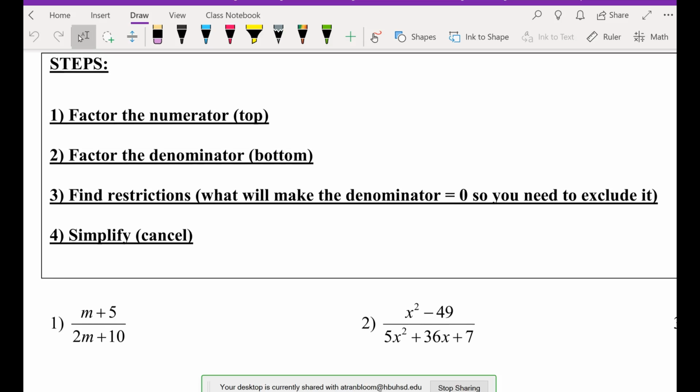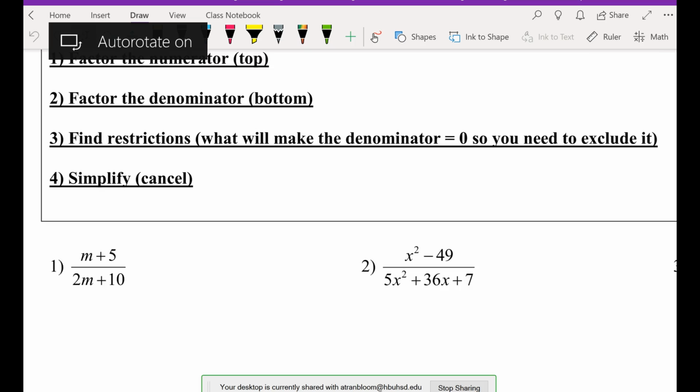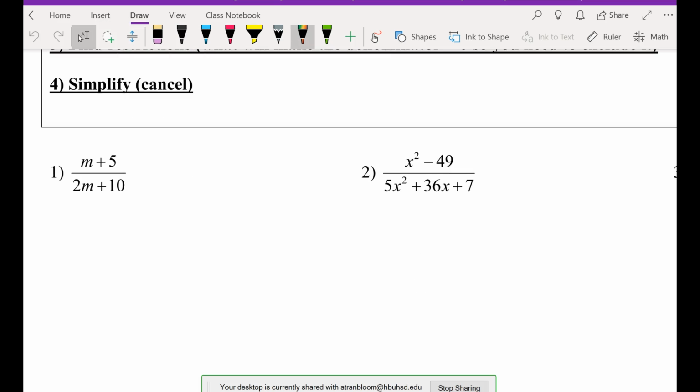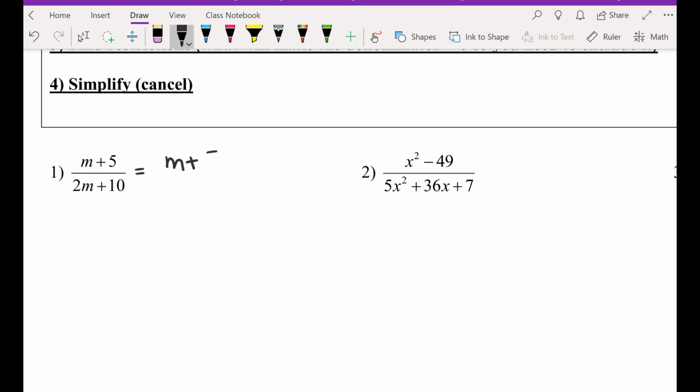Okay, so here we go. Example 1, simplify (m + 5) over (2m + 10). Steps 1 and 2 tell you to factor the top and bottom. Can the top be factored any further? No. So guess what? You don't. You leave it if it's not factorable. Think of it as prime, right?